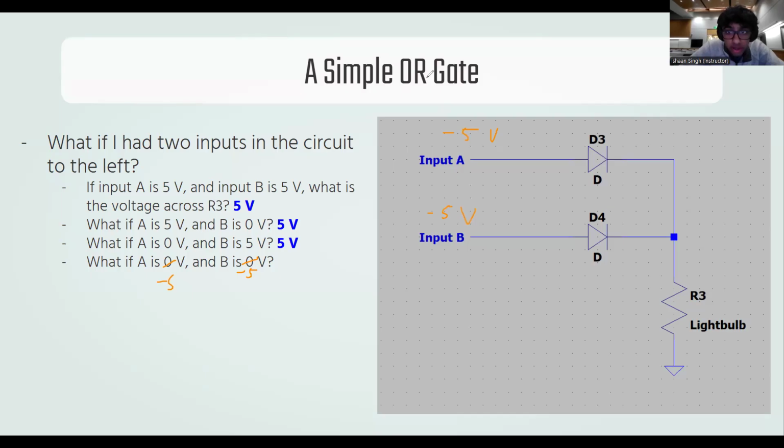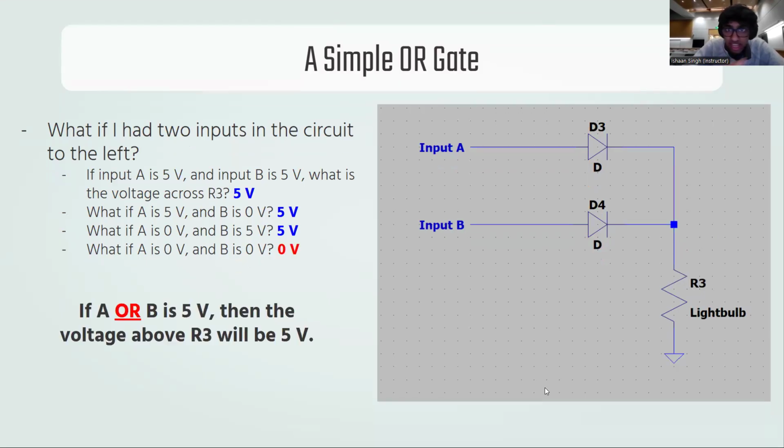The answer is 0. We're completely blocked off here, and we're completely blocked off here. We're not putting any voltage into here, and so it's just going to be 0 volts. And so what we've created is a thing that says if A or, keyword or, B is 5 volts, then R3 receives 5 volts. If neither of them are 5 volts, then R3 receives 0 volts. That is an OR gate. It is a logic gate. And it's the first bit of binary digital logic that we've seen.